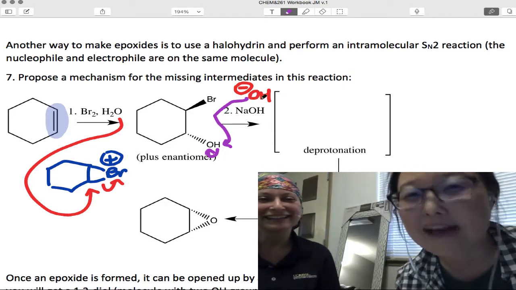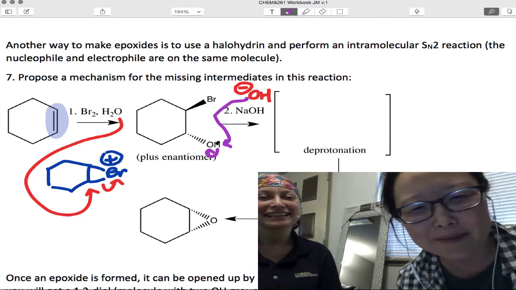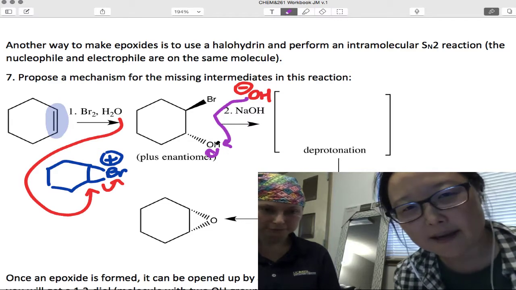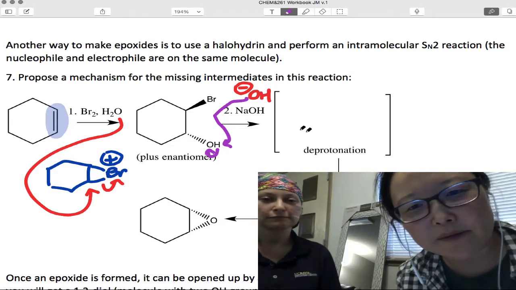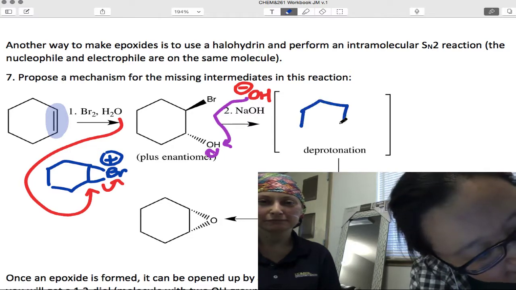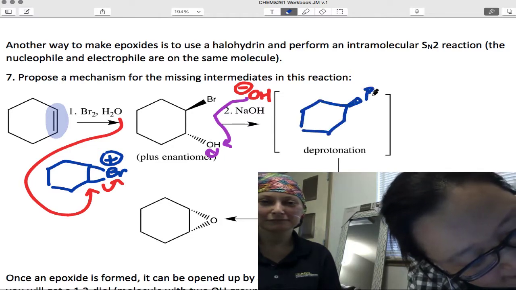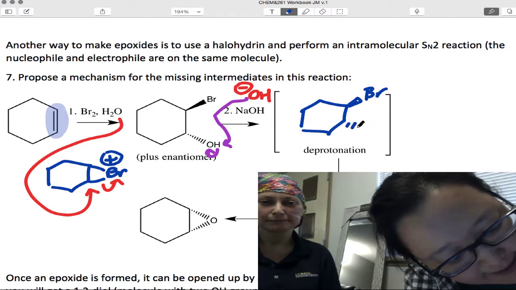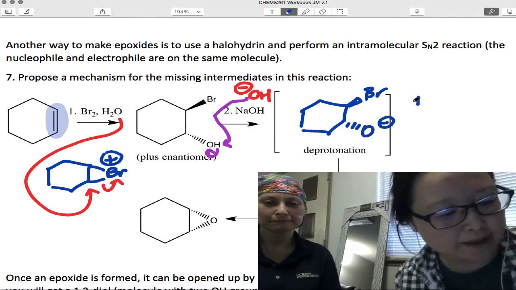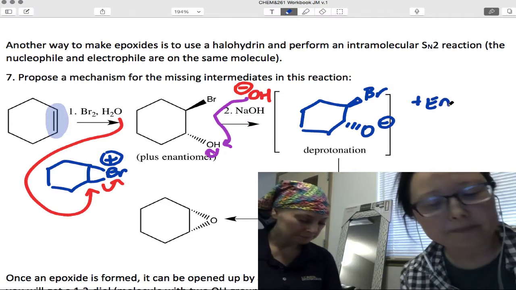So with enough hydroxide, you can grab this hydrogen, because alcohols and water have about the same pKa. So then we're going to get the deprotonated form. All right, let's do that. So we're just taking this enantiomer, by the way. But you also get the other one, right? So we're going to do that.